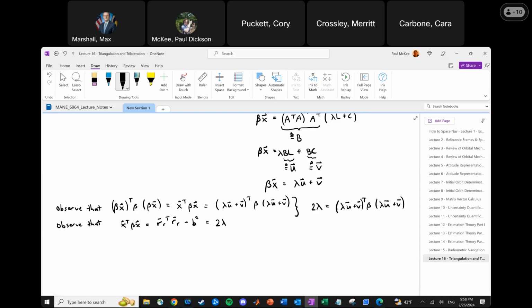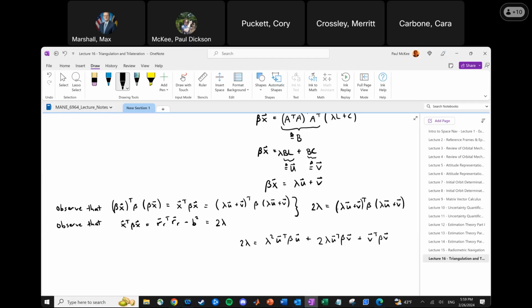2 lambda, if we distribute, would be equal to lambda squared u transpose beta u. That's the first term, so first times the first. And then the outer and inner is going to be plus 2, and we'll just focus on the u being on the left. So it's going to be 2 lambda u transpose beta v. And then we've got v transpose beta v is our third term.